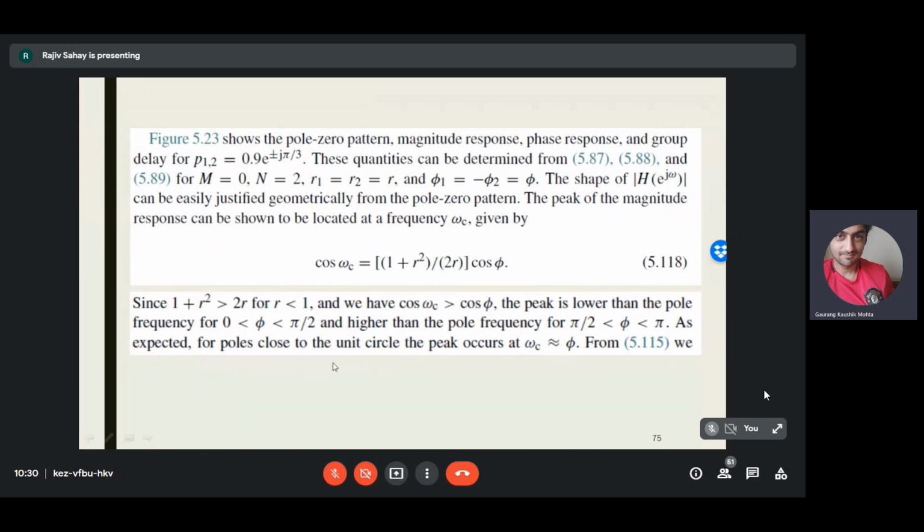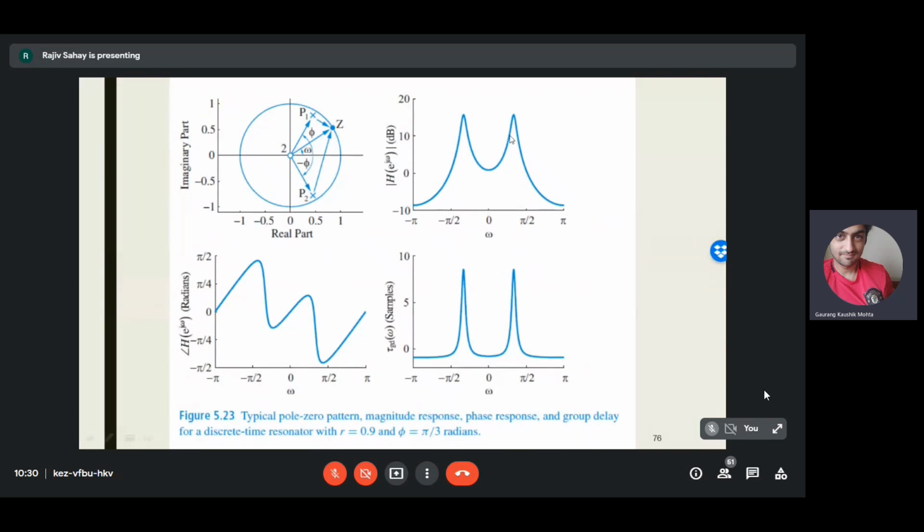So if your poles are going closer to the unit circle, then the peak occurs at omega c approximately equal to phi. So if you see here, this particular omega c is located here. So that should be located around pi by 3.